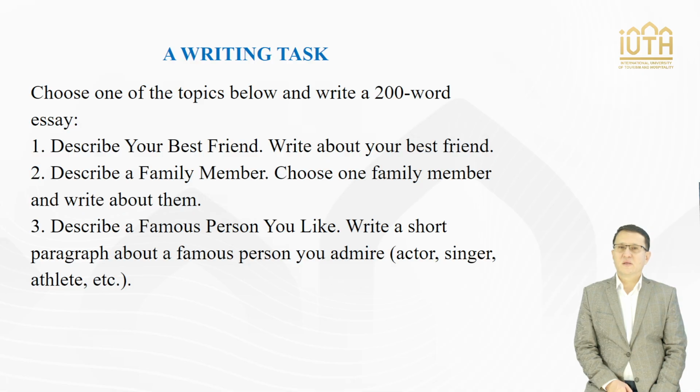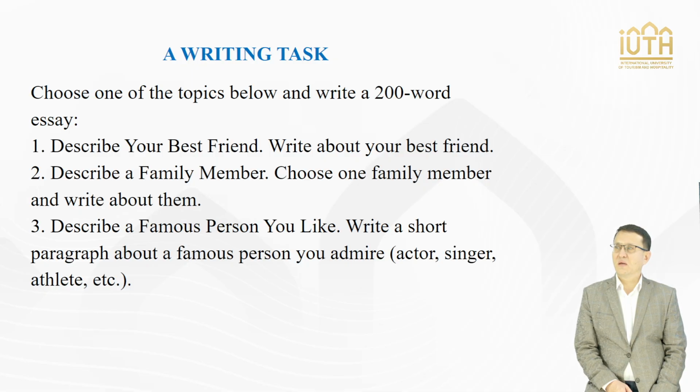Here are 3 writing tasks to practice describing people. Each task includes clear instructions, vocabulary support, and a small writing prompt. Choose one of the topics below and write a 200-word essay.